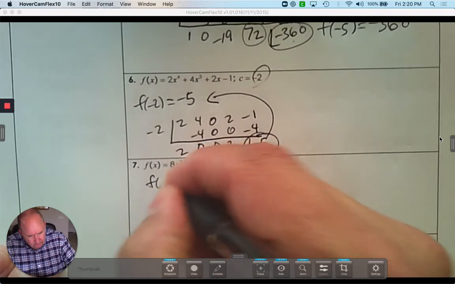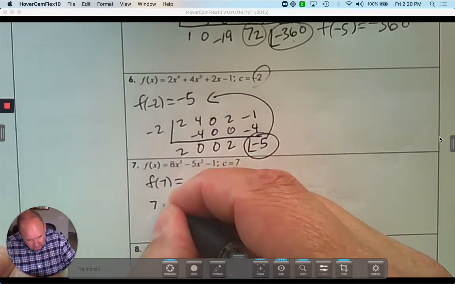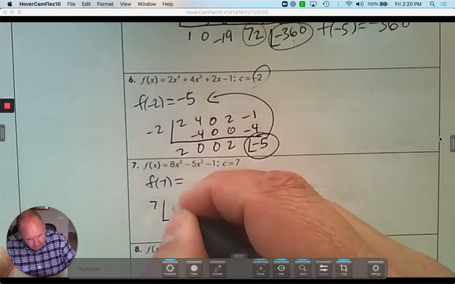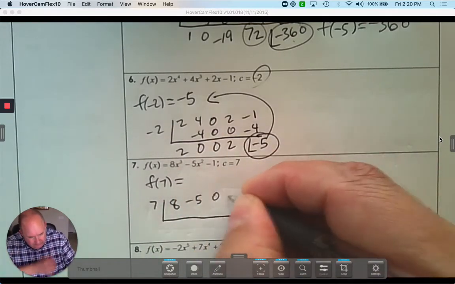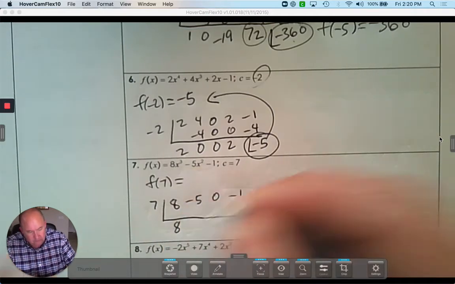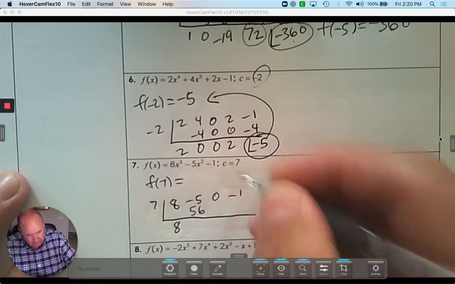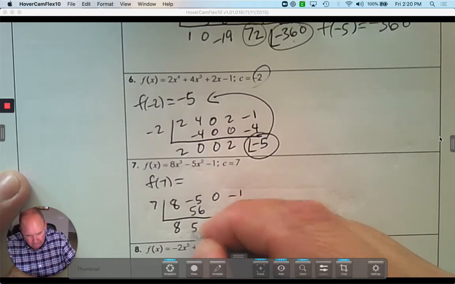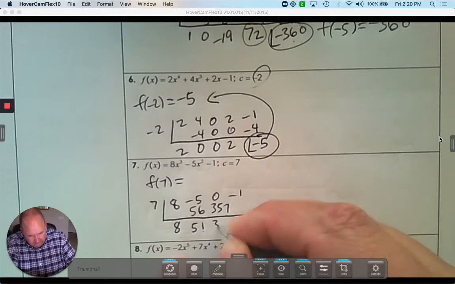So this is my goal, is to find f at 7. So to do that, I don't change the sign. Keep +7 with 8x cubed, -5x squared, no x's, and -1. So then we're going to do the synthetic substitution. So 7 times 8 is 56. Add this, that's 51. That's going to be 357. It's going to get a little bit larger.